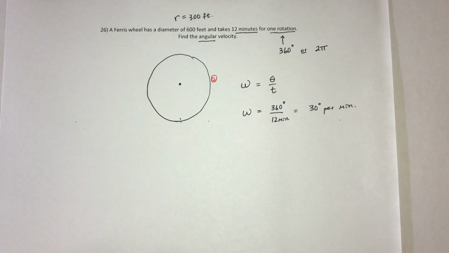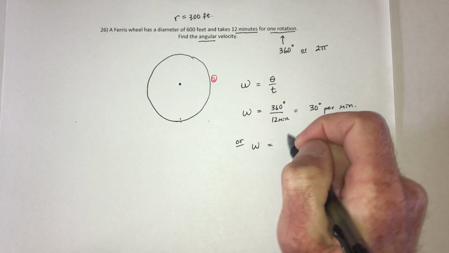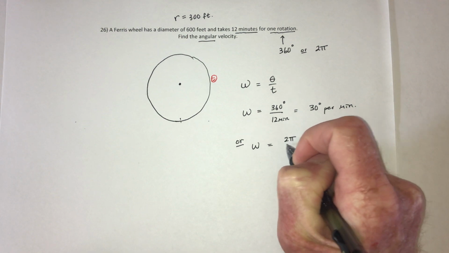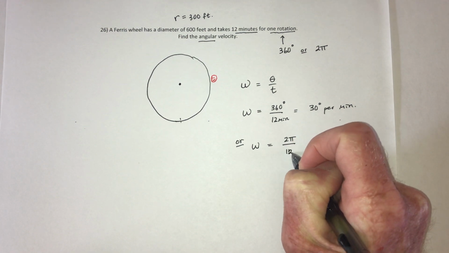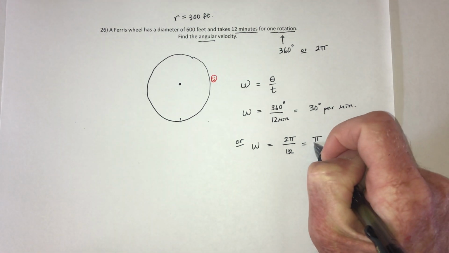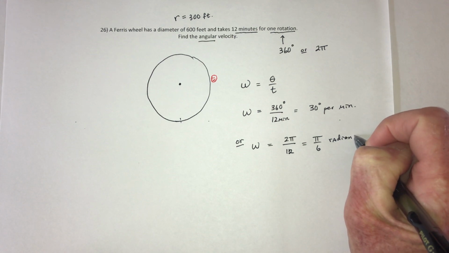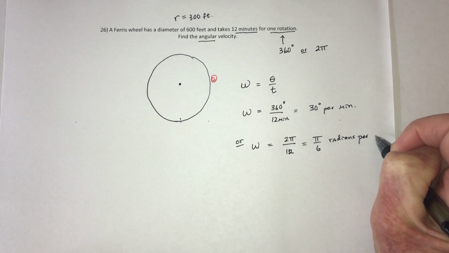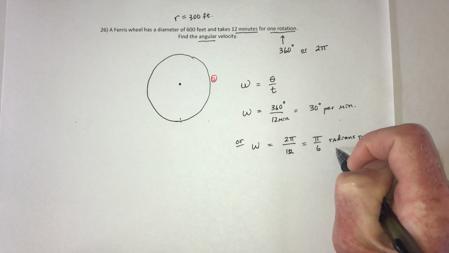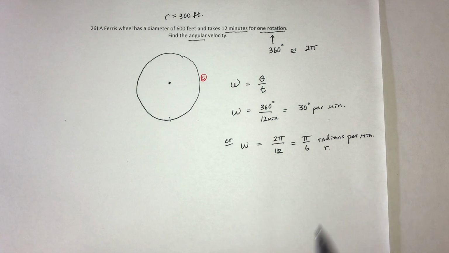I could also use radians. Or I could give this answer, omega equals 2 pi divided by 12. And then when you reduce that, it's going to be pi over 6. And then this would be in radians per minute. By the way, radians is sometimes just abbreviated R for radians. And pi over 6 is equal to 30 degrees, so that seems like it's just right.